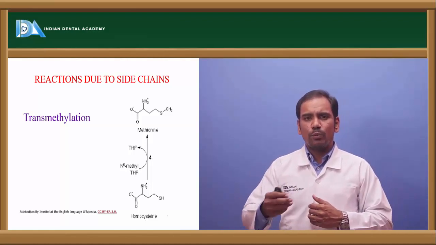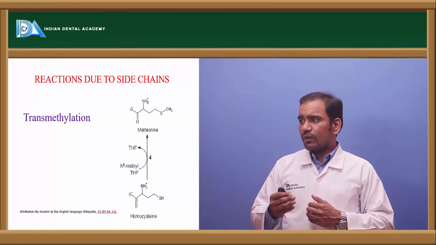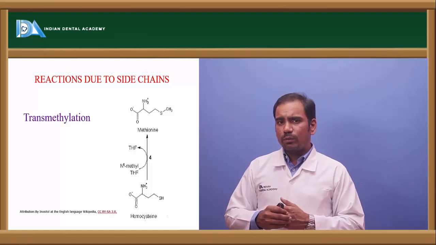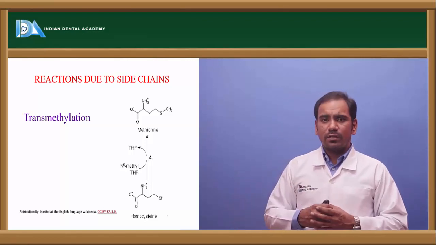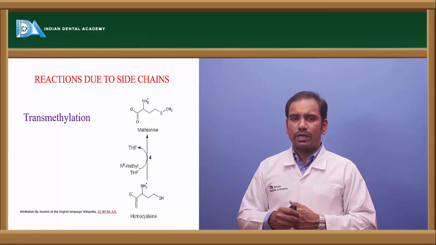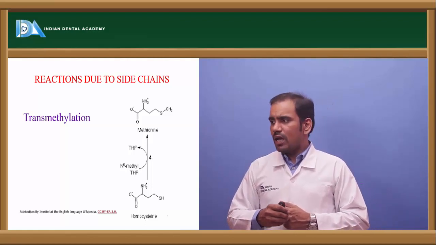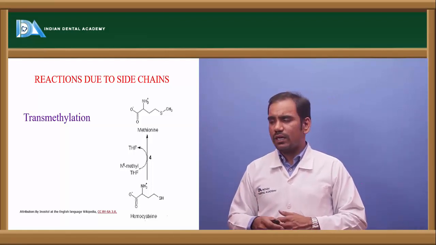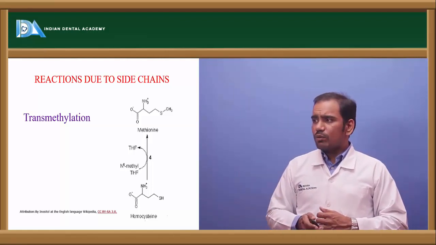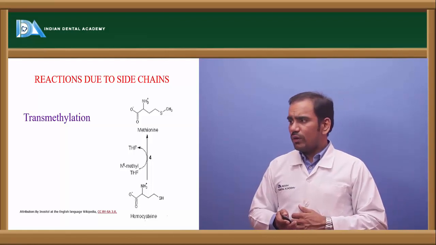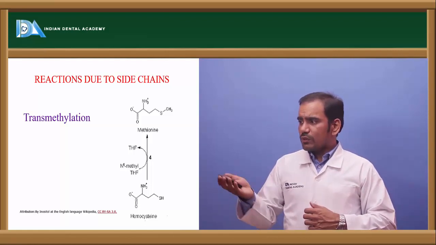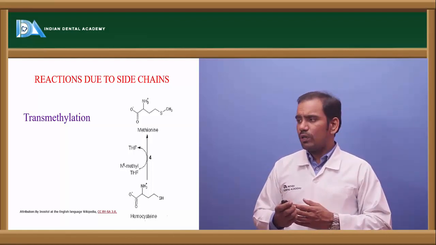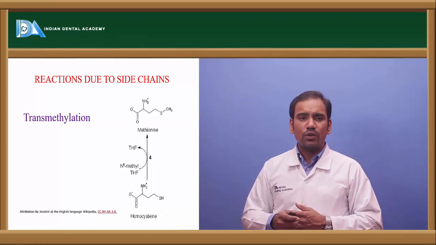Transfer of methyl group from the donor, whatever the methyl group donor is, that donates the methyl group, and that is transferred to an acceptor. So transfer of methyl group is called transmethylation, and those reactions are catalyzed by enzymes called transmethylases. So this is about transmethylation, transfer of methyl group. Here homocysteine is converted to methionine, where there is transfer of methyl group to the homocysteine, so that it is converted to methionine.